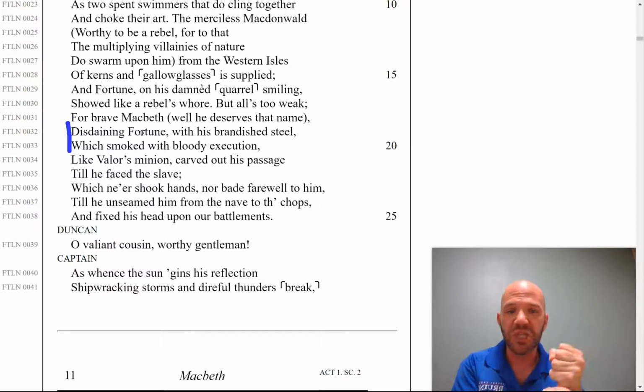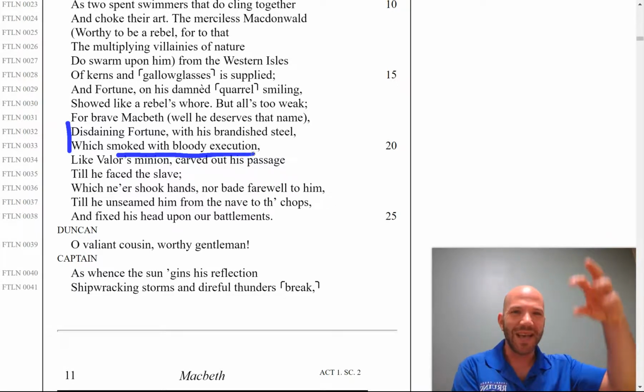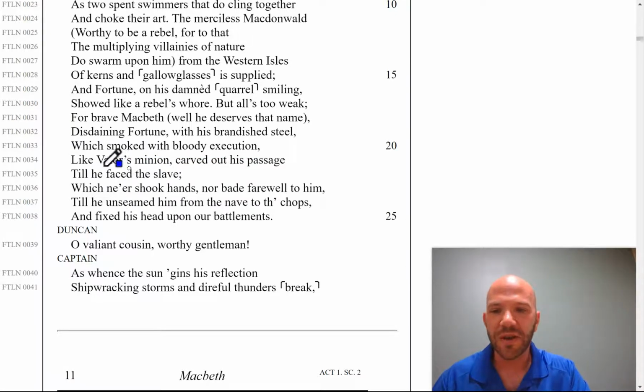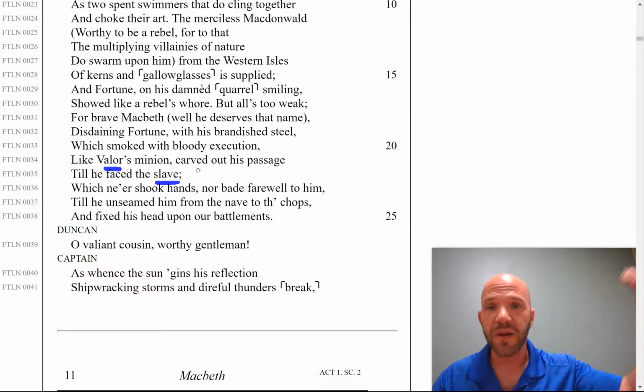Macbeth, with his brandished steel, which is his sword, of course, which smoked with bloody execution. That's describing Macbeth's sword as literally smoking because he's just cutting through people. "Like valor's minion," like a servant of personified bravery or valor, "he carved out his passage," this is Macbeth, "until he faced the slave." Slave is not literal, it's a disparaging term, an insult for MacDonald, the villain.